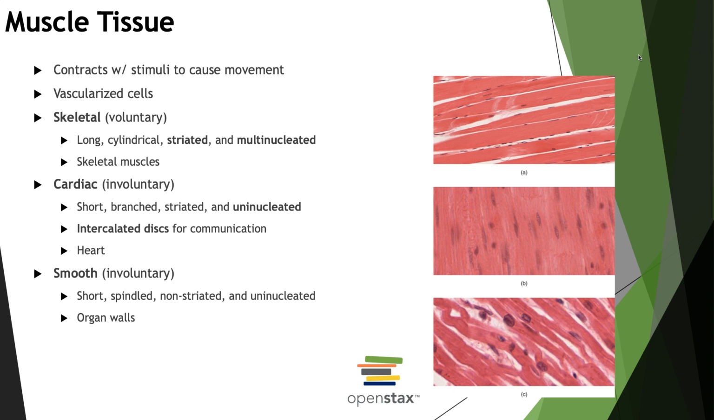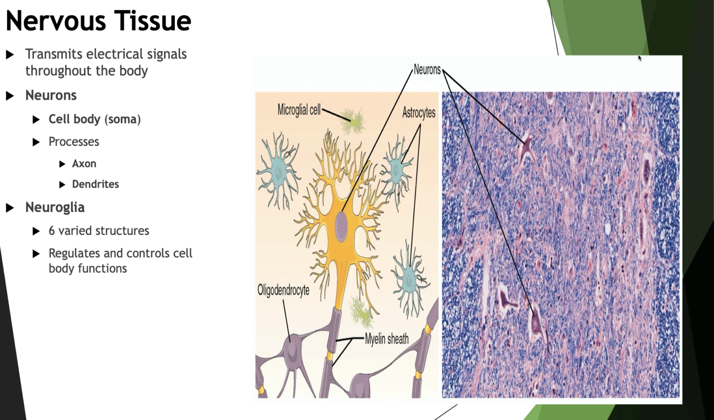Essentially, you want those two things to be involuntary. One, you don't want to think about having to make your heart beat, or two, you don't want to think about having to make your lungs breathe for you, or have your diaphragm contract, for example. The last tissue type we'll talk about is nervous tissue, which essentially serves to transmit electrical signals throughout the body. These are some of the largest tissue cells.